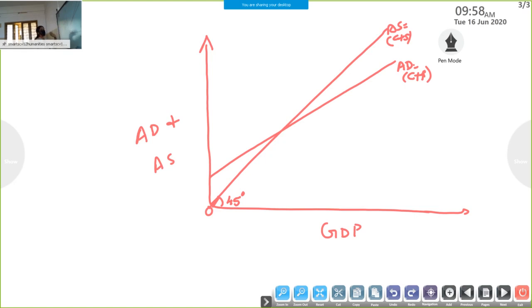After that you can write, according to Keynes, during short period technology remains constant. Based on that assumption, we are considering AD and AS. AD components are consumption expenditure and investment expenditure, and AS components are consumption expenditure and saving. Then this 45-degree line or AS or aggregate supply intersects the aggregate demand curve at point E. This is the next point.